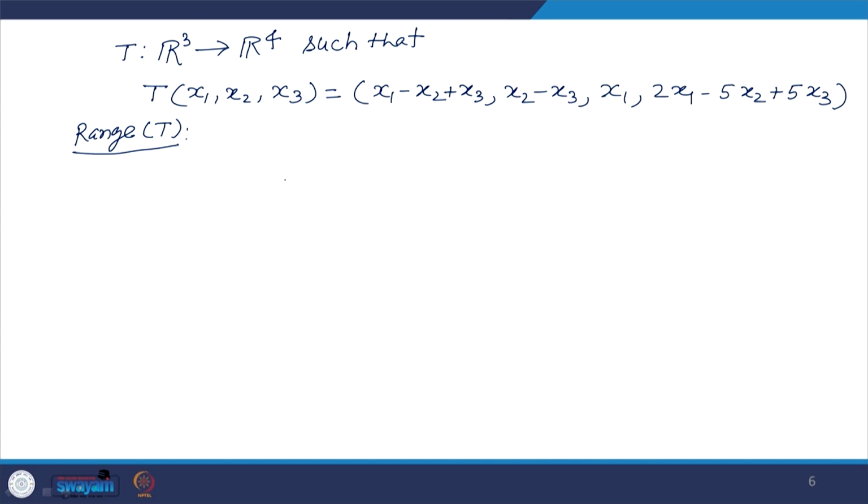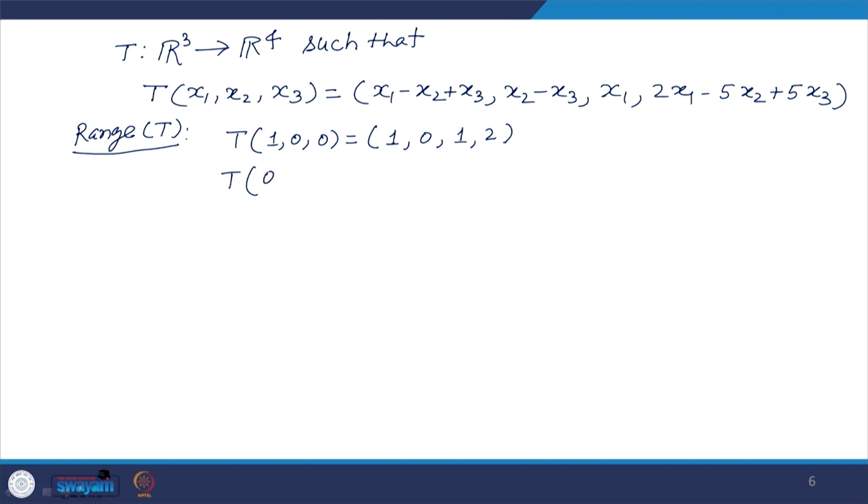For finding the range of T, I will take the standard basis of R^3 and check where this standard basis is mapping. So, first take the standard basis of R^3. T(1, 0, 0) is mapping to (1, 0, 1, 2).